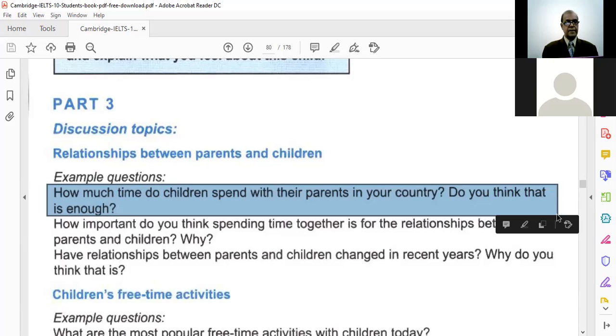We have a family system. Mostly, parents and children go together, and this is a lifelong relation. Parents and children live together. Okay, they never think of parting from one another. So how much time do children spend with their parents in your country? Do you think that is enough?